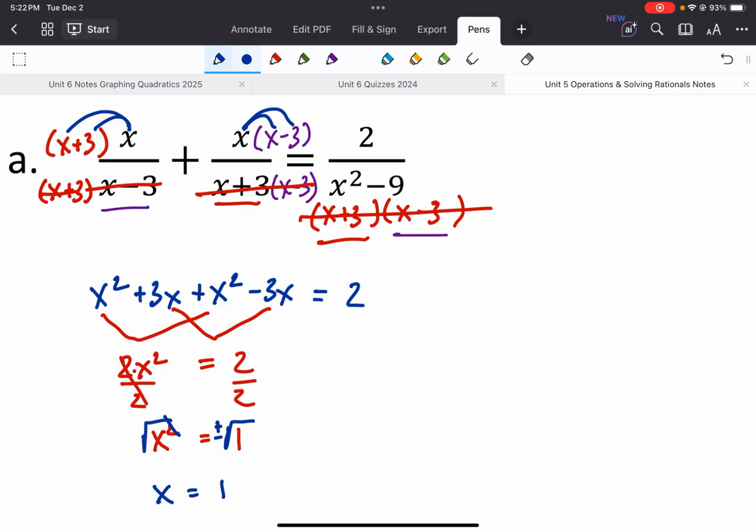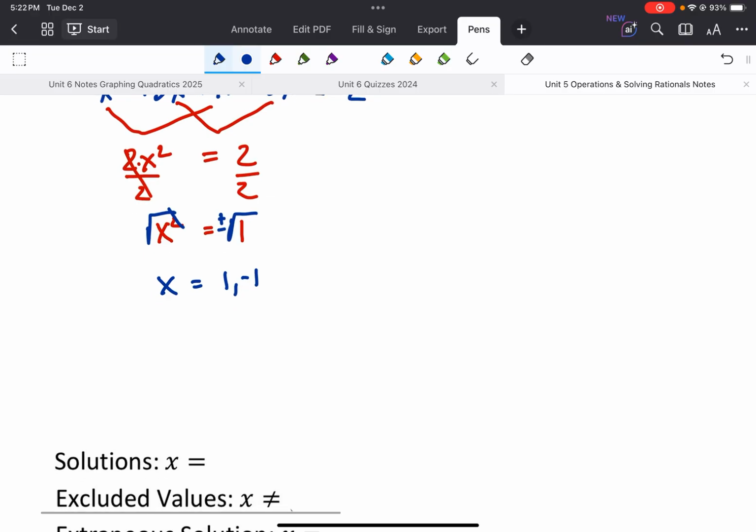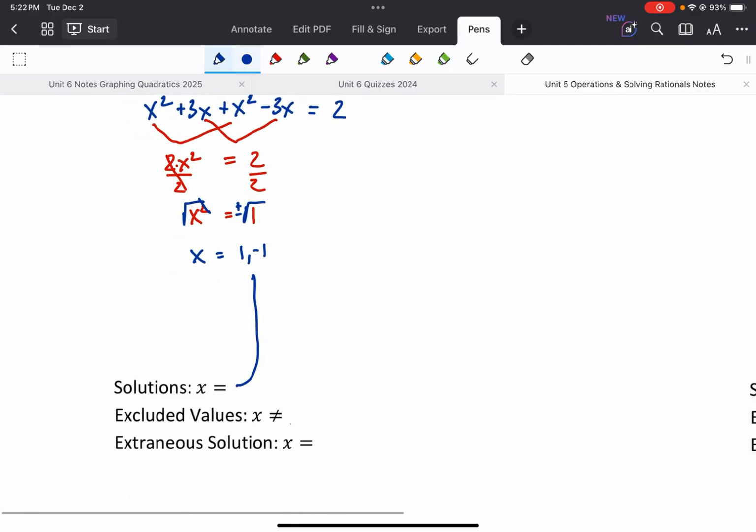Why? If you kind of remember, if we were to plug 1 in here, that would satisfy the equation. 1 squared is 1. If we plugged in a negative 1, that would also give us a positive 1. So that's one of the reasons why we have the plus or minus, okay? Those are our two solutions, okay? That would go right here.